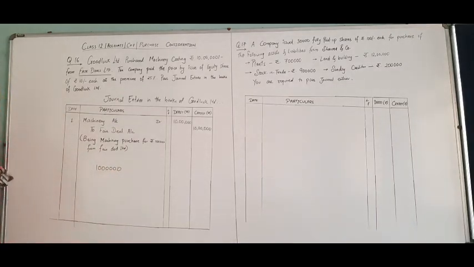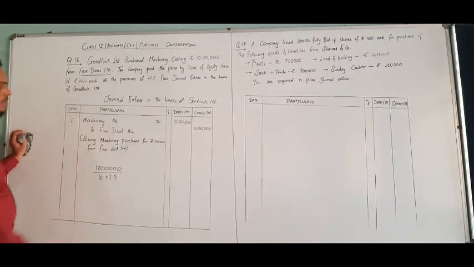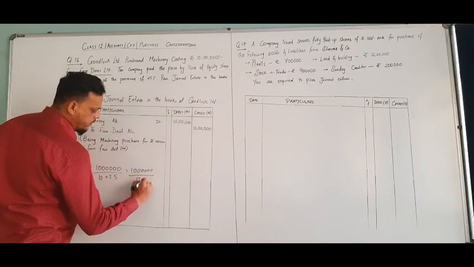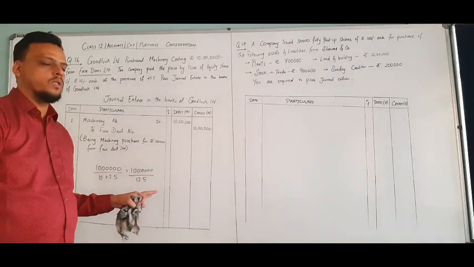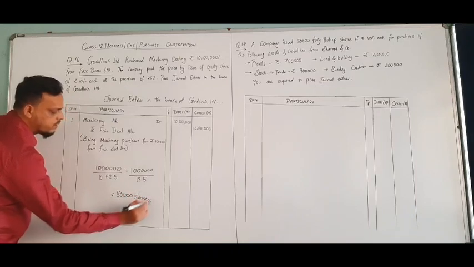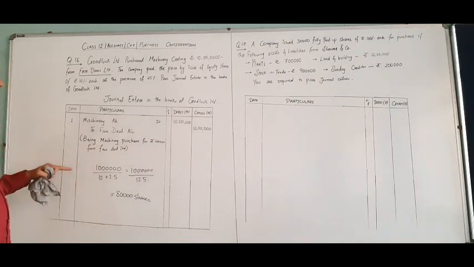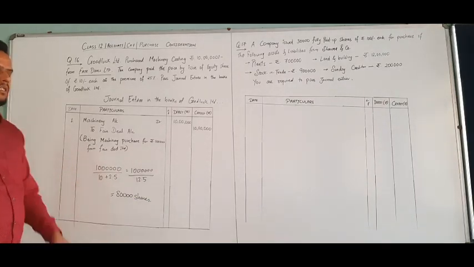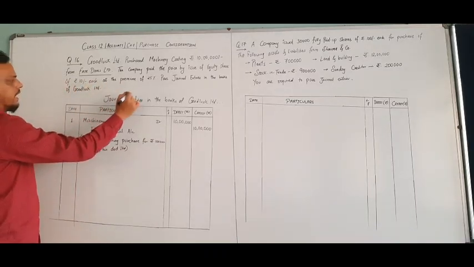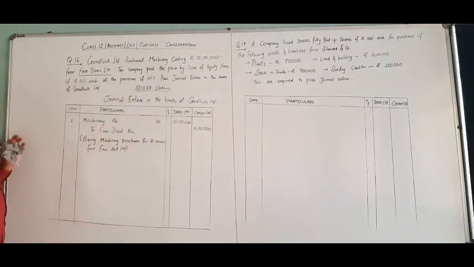The company has issued shares worth 10 lakh rupees, where 10 rupees is face value and 2.5 rupees is premium. Now we have to do 10 lakh divided by 12.5. If we do this calculation, we get 80,000 shares. I hope you are understanding what I am trying to say. Once you cancel all the zeros, you will get 80,000 equity shares. So we now know that 80,000 shares are being issued by Goodluck Limited.